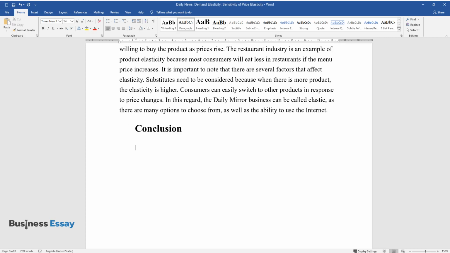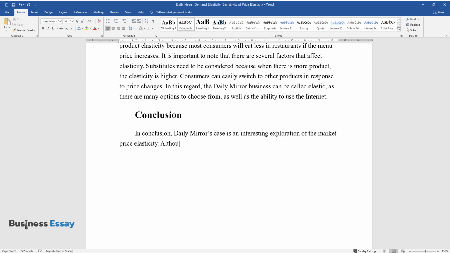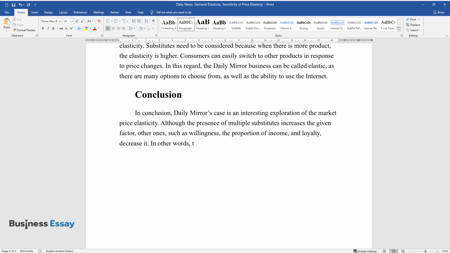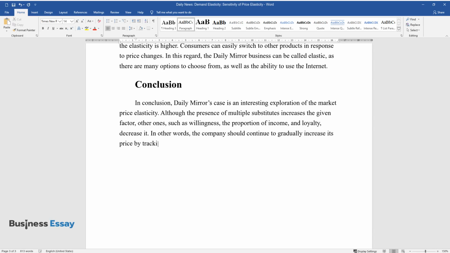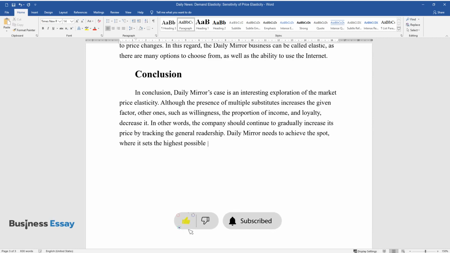Conclusion. In conclusion, Daily Mirror's case is an interesting exploration of the market price elasticity. Although the presence of multiple substitutes increases the given factor, other ones, such as willingness, the proportion of income, and loyalty, decrease it. In other words, the company should continue to gradually increase its price by tracking the general readership. Daily Mirror needs to achieve the spot where it sets the highest possible price without hindering the willingness to pay.